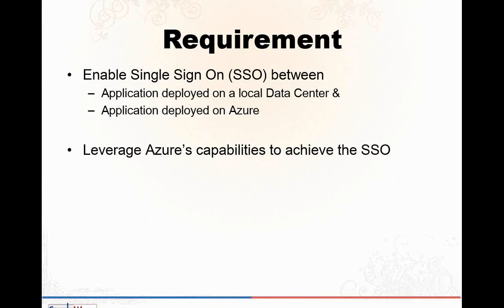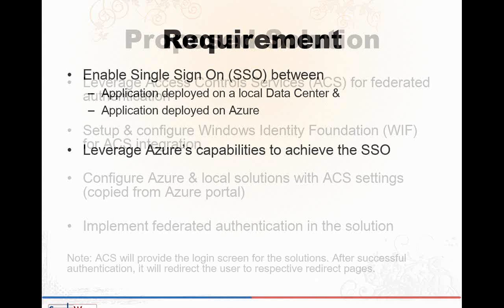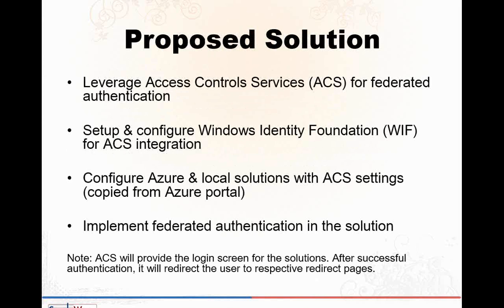So we want to demonstrate our understanding and how we can achieve SSO by leveraging the ACS offered by Windows Azure. Now, as I said earlier, there are multiple options to achieve SSO. We can go with Entrust or such types of solutions. However, the Azure services also have a very nice feature called Access Control Services for federated authentication.